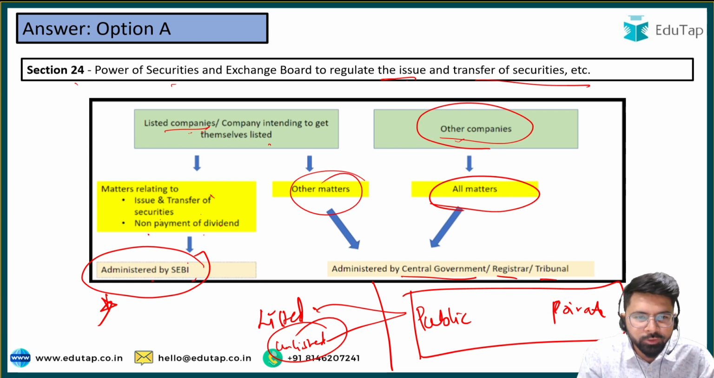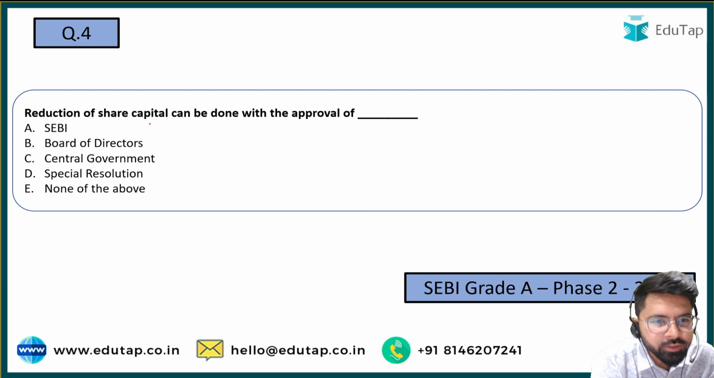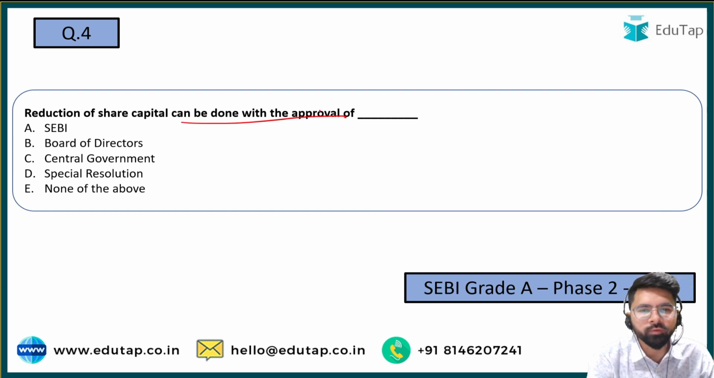Now moving on to the next question, friends. Reduction of share capital can be done with the approval of dash. The options are SEBI, Board of Directors, central government, resolution, special resolution, E, none of the above. So friends, the answer to this particular question is option D.